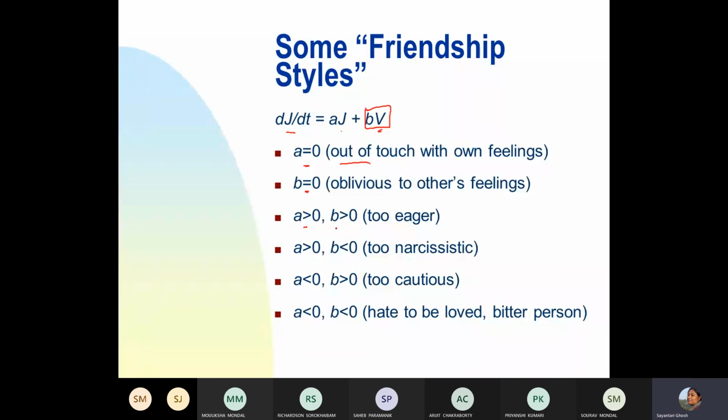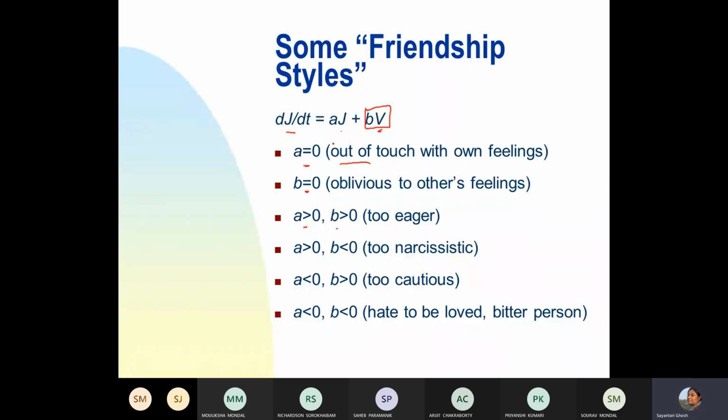Similarly, if there is a little bit of positive feeling or positive behavior from Viru's end, that also makes it grow exponentially. That means this person is too eager to make a friendship, right? So this particular equation, if A is greater than 0 and B is greater than 0, simply reflects a character of a person, okay?